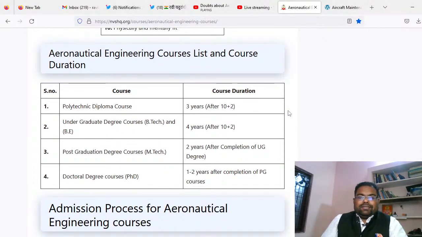So if we look at who is eligible for aeronautical engineering: if you have a polytechnic diploma, you can go for a 3 year course, right? After 10 plus 2, the undergraduate course is a 4 year course. If you want a postgraduate degree, that's called the MTech program in aerospace or aeronautical, which is just 2 years after completion of UG. If you are going for a doctorate, it can be 1 or 2 years after the PG courses.